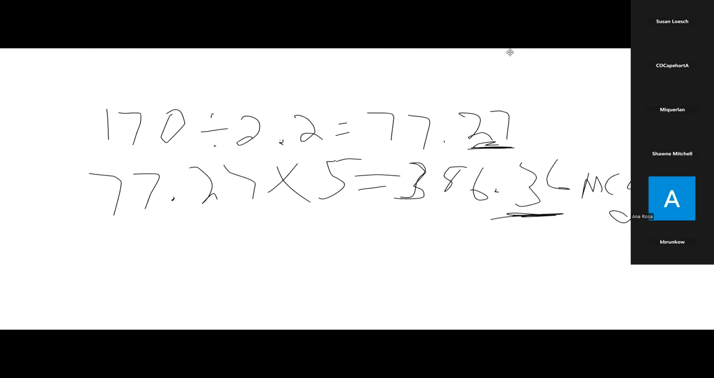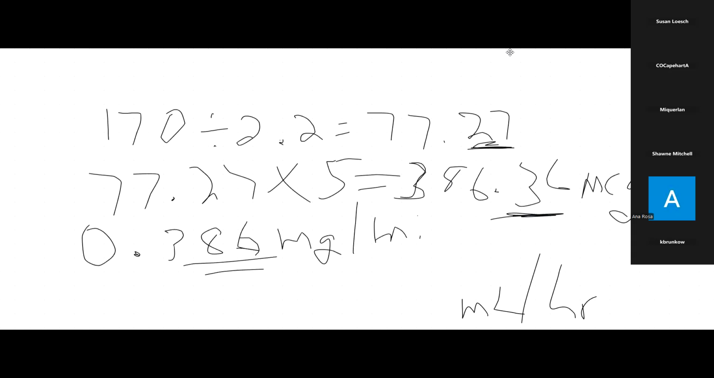You have to get to mLs per hour. The next thing you're going to do is convert this 386.36 micrograms to milligrams per minute. You do that by taking that whole number and dividing it by 1,000. That gives you 0.386 and so on, milligrams per minute.